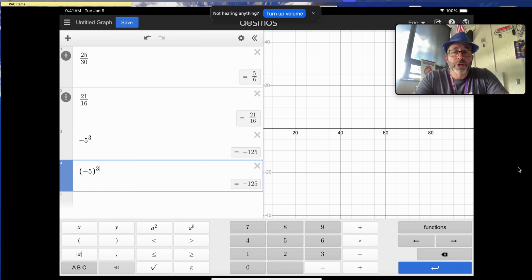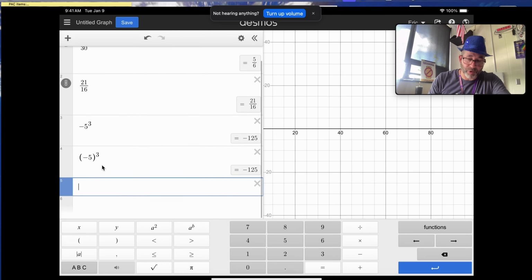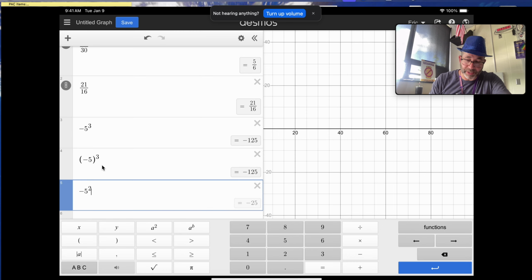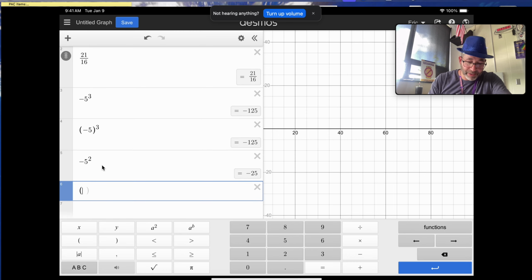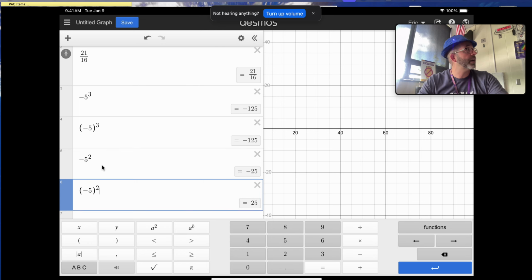Okay, so in this case it doesn't make a difference because it ends up being a negative overall. But what ends up happening is, with the first one, the calculator is reading it as the opposite of 5 to the third, versus the second one, which is saying (-5) to the third power. So if this had been a 2 in here, let's see what happens if I put a 2 instead. -5 to the second, and then (-5) to the second. They look like they should be the same, but look at my answers. One of them gives a positive, one of them gives a negative.